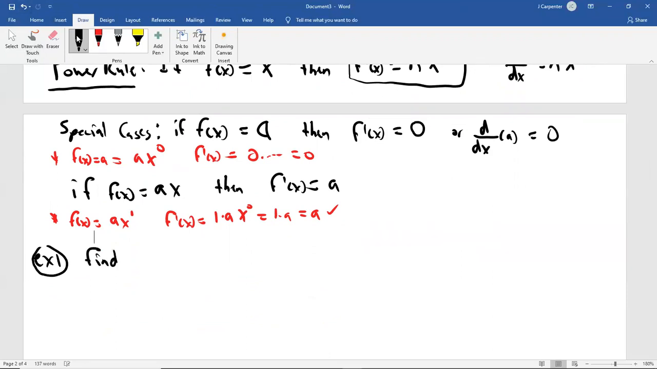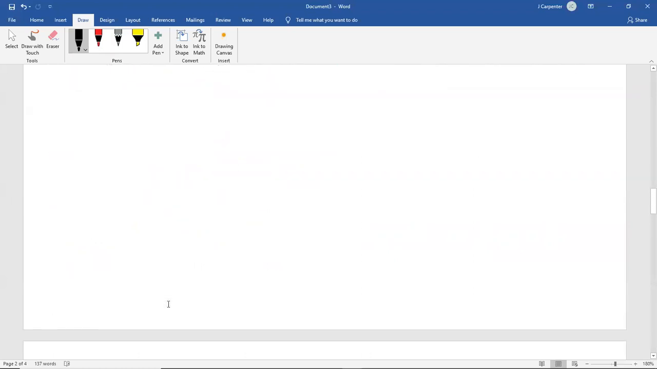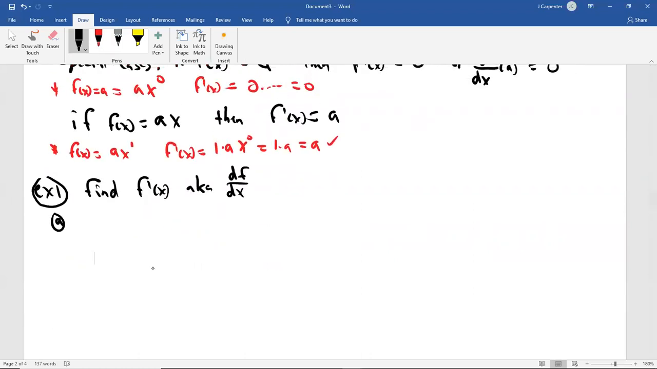Example 1. Find f prime of x, aka df dx. So for A, let me make sure I got plenty of space. Good for now. f of x equals x squared.